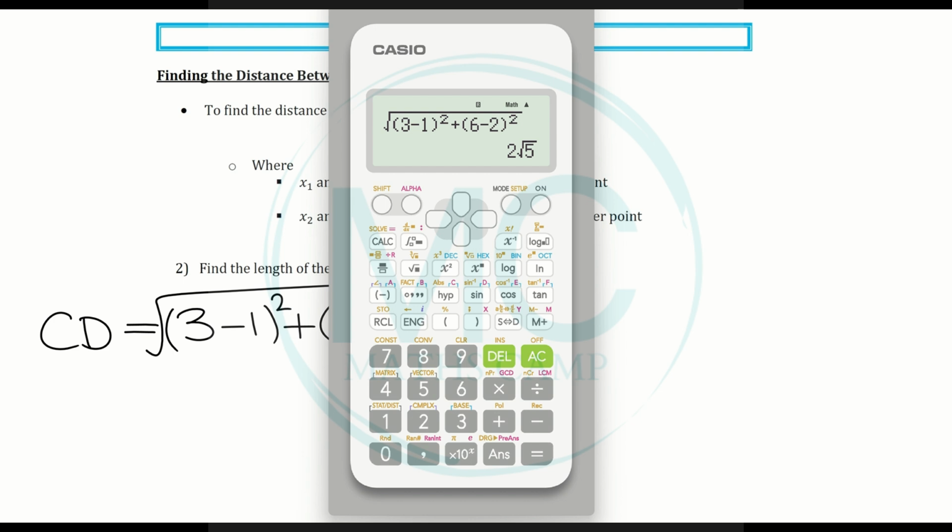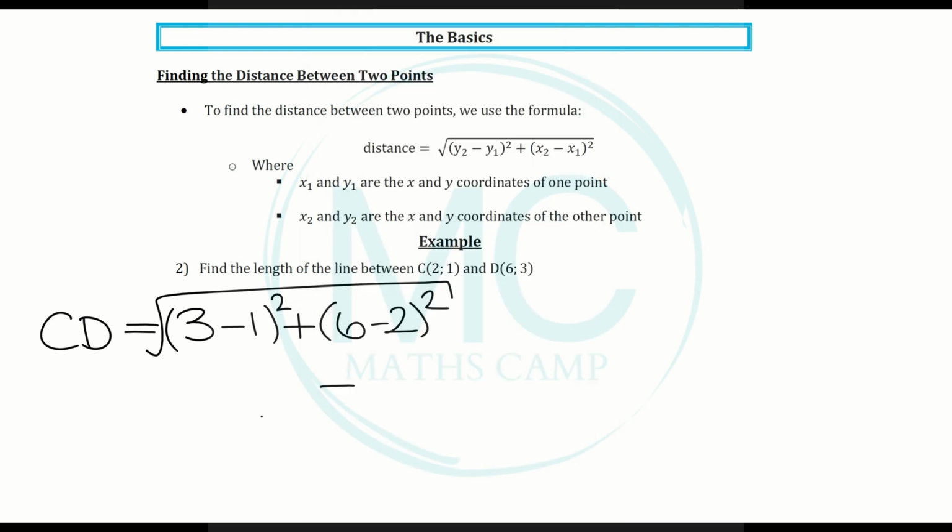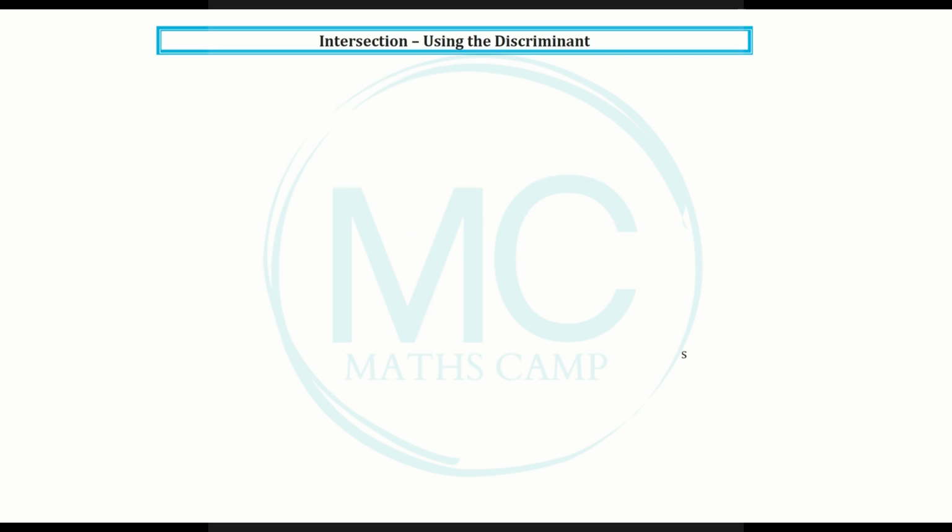In this case, I want to leave my answer in decimals. 4.472 and so on. Let's round off to 2 decimal places and we get 4.47. Now I want to look at intersection using the discriminant.